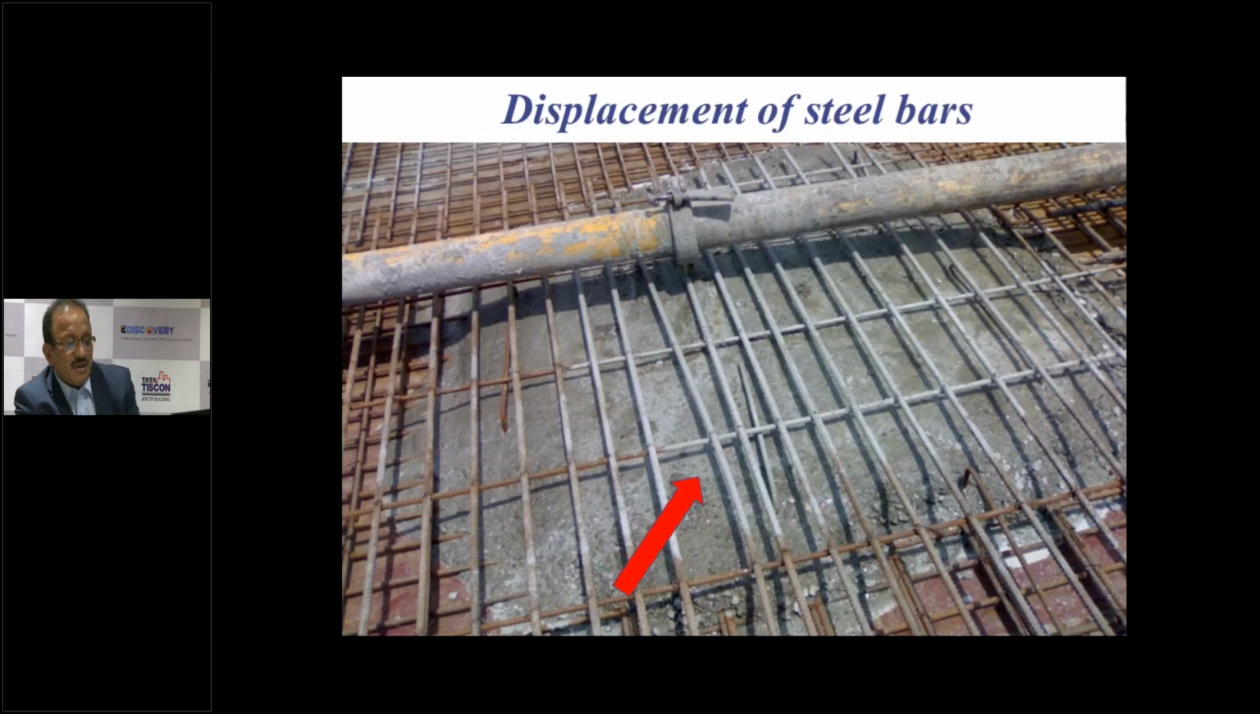You can see here the bar is displaced because the steel bars are not tied properly using the binding wires, and because of the movement of the people on the slab, the bars have got displaced. You can see here the bars are perhaps at 100 millimeter center to center. At this place it is more than say 200 millimeter center to center, because it has got displaced. This is not allowed, this is not recommended.